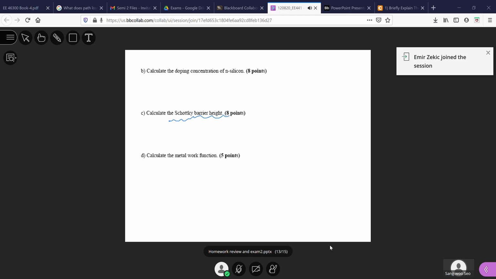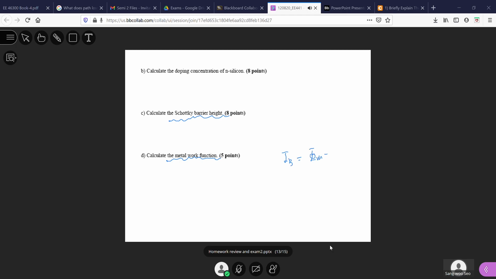And then as I mentioned, the metal work function is related to the relationship from the IV. You can calculate this metal work function. Okay.